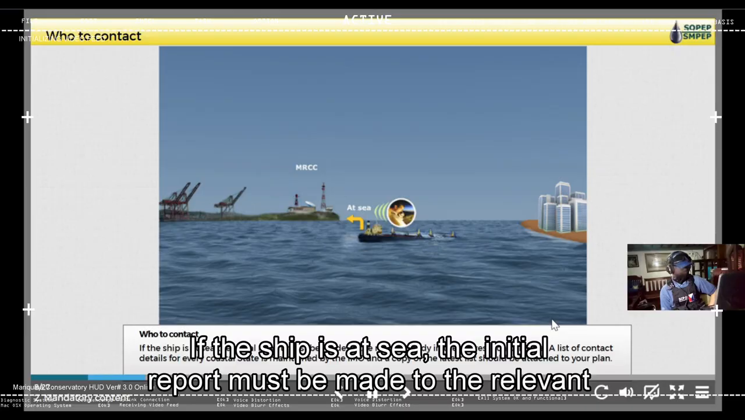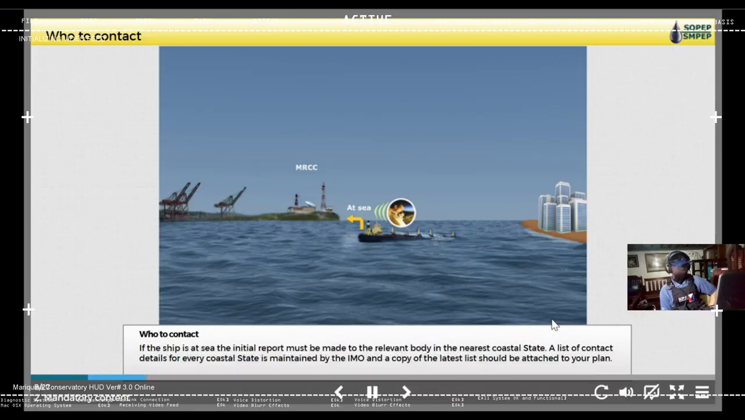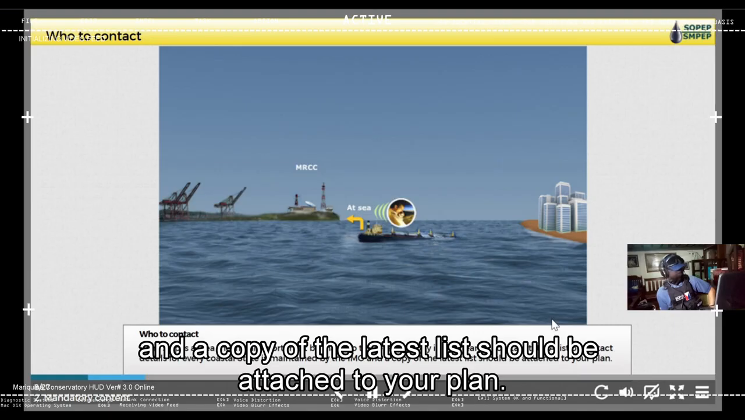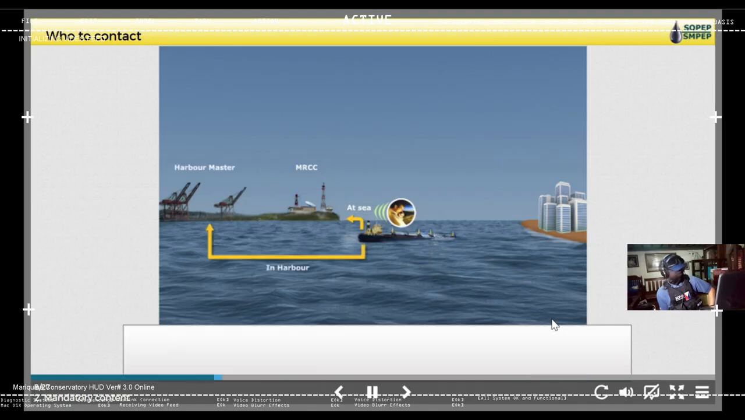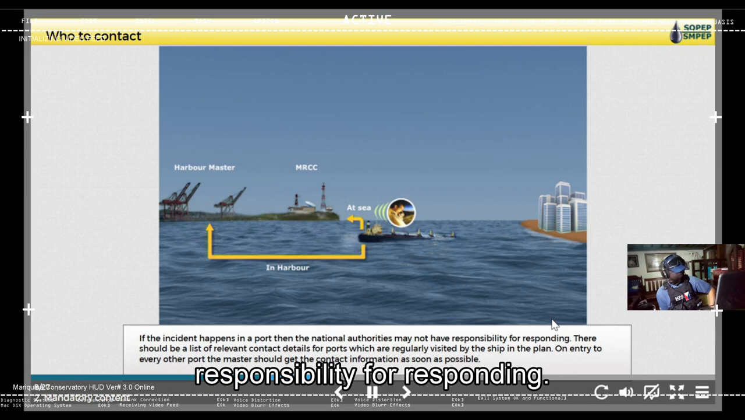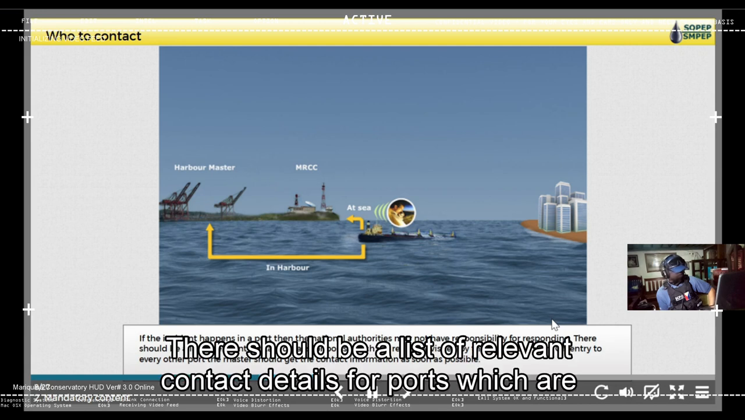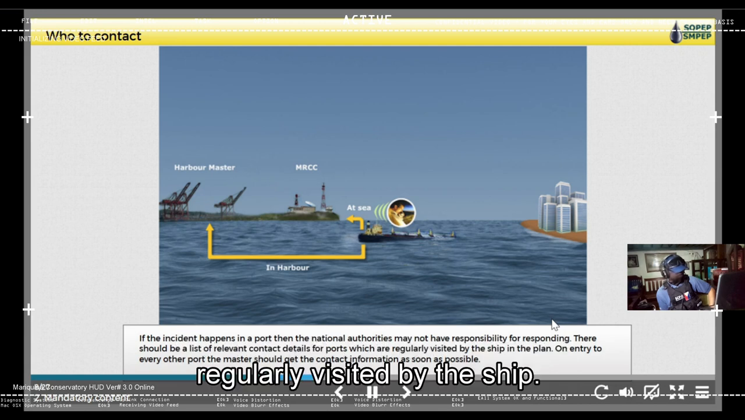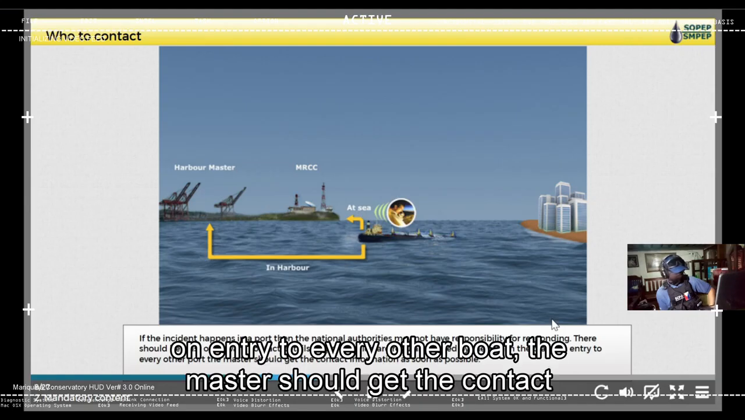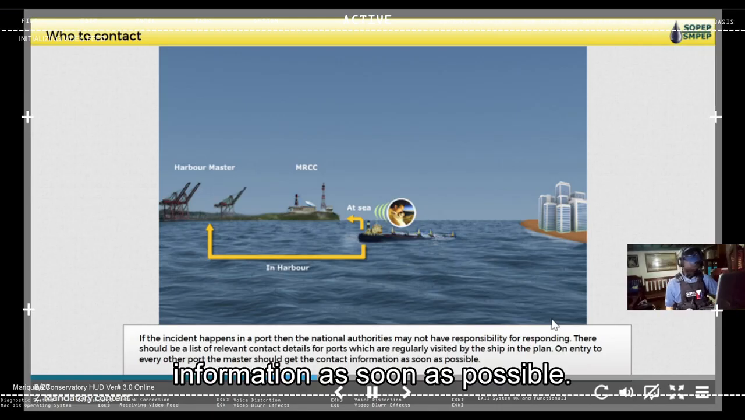If the ship is at sea, the initial report must be made to the relevant body in the nearest coastal state. A list of contact details for every coastal state is maintained by the IMO, and a copy of the latest list should be attached to your plan. If the incident happens in a port, then the national authorities may not have responsibility for responding. There should be a list of relevant contact details for ports which are regularly visited by the ship in the plan. On entry to every other port, the master should get the contact information as soon as possible.